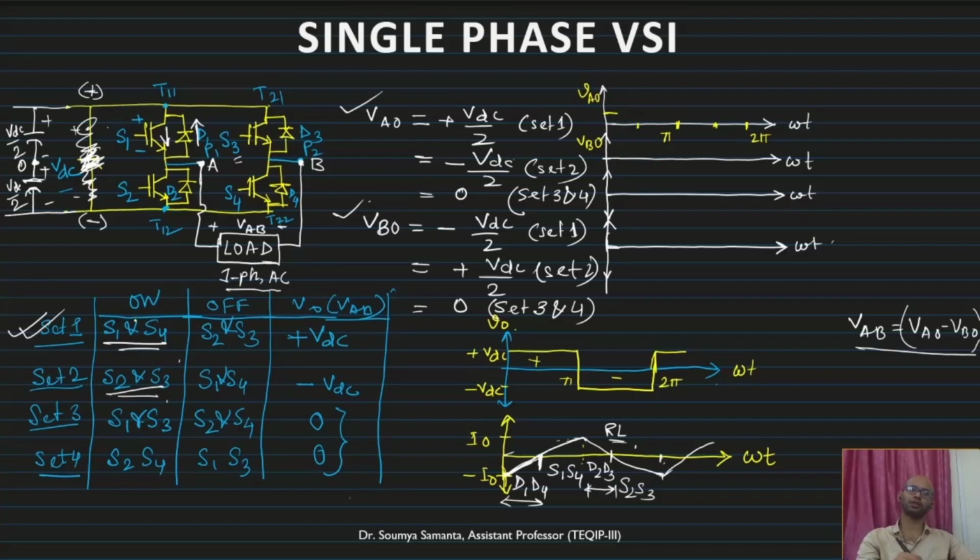For first, suppose say set 1, that is S1 and S4 is turned on. So VAO will be this positive VDC by 2. This will be plus VDC by 2. Then what will happen? For next half, we will get negative VDC by 2. This is minus VDC by 2. Let me see whether I can write it, it's not visible clearly. Anyway, this is minus VDC by 2.